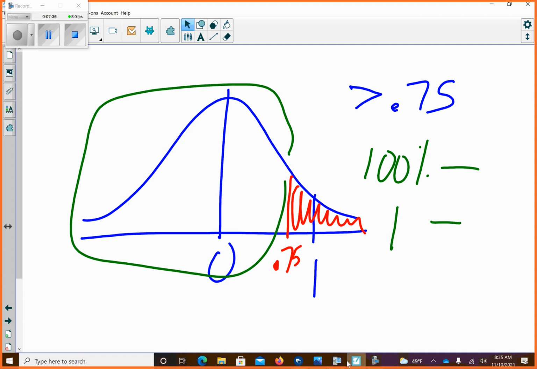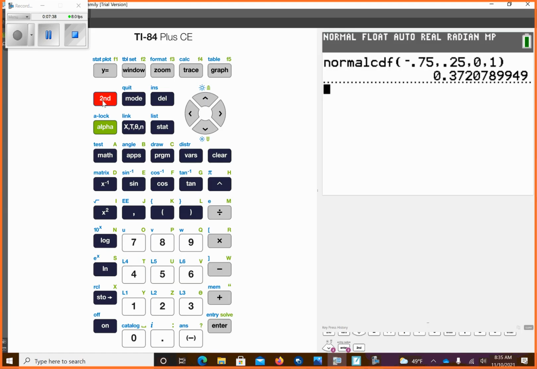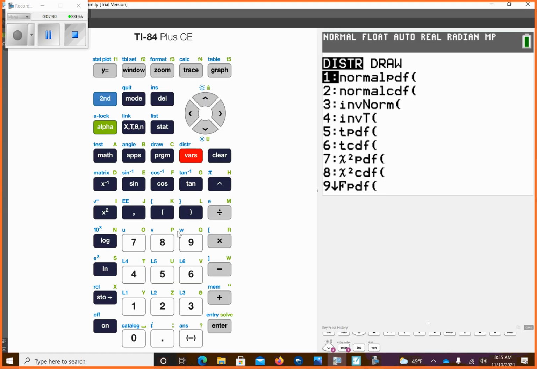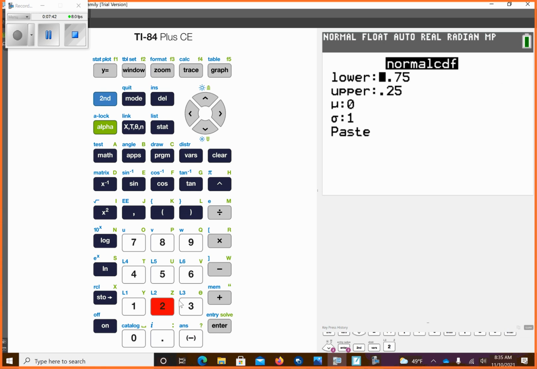So we'll go back to the calculator. I'm going to go second distribution, number 2. My lower bound is going to be 0.75. And then my upper bound, we're going to make huge. Huge number, right? And then we should be able to just hit paste at this point.